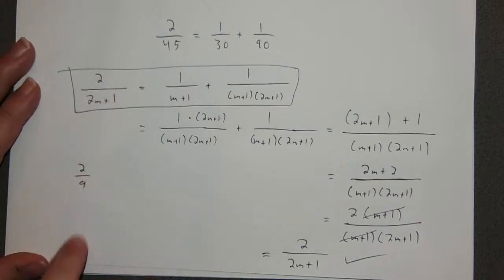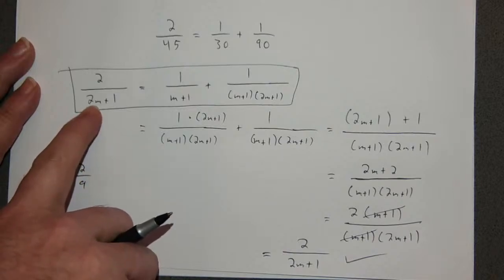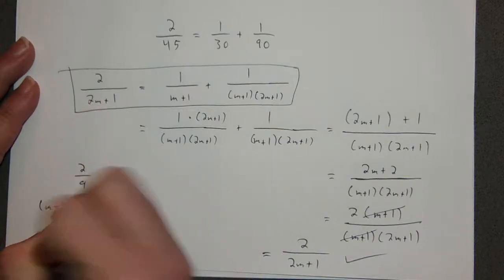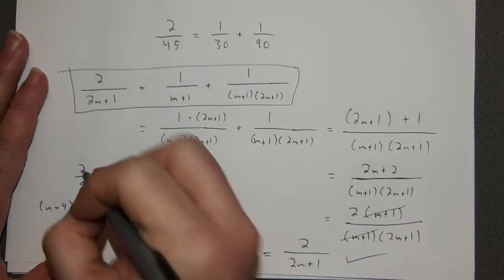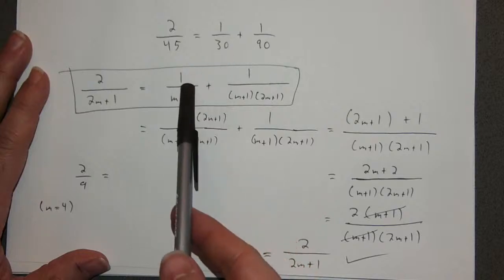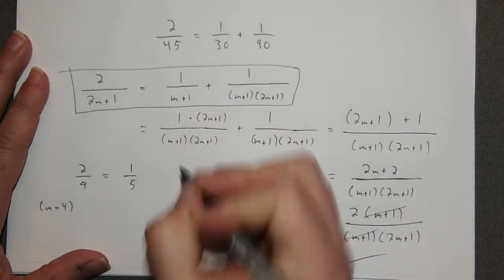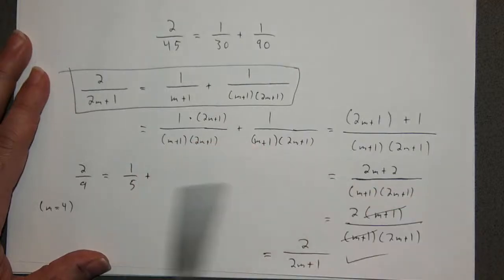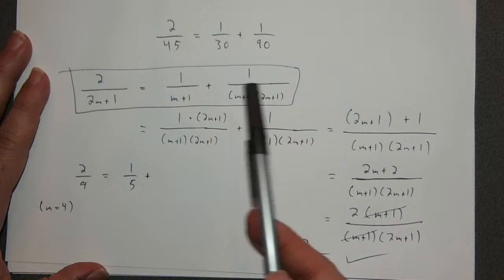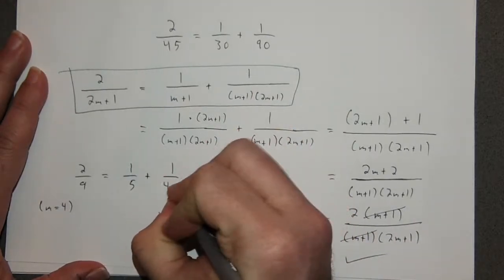So 2 is in our numerator, and 2m plus 1 is equal to 9. What does m have to be? So m has to be 4. So if m is equal to 4, this would be a sum of 1 over 4 plus 1, so that's 1 over 5, plus, if m is equal to 4, 1 over 5 times 9, so this would be 1 over 45.